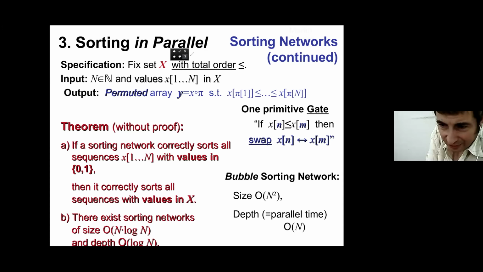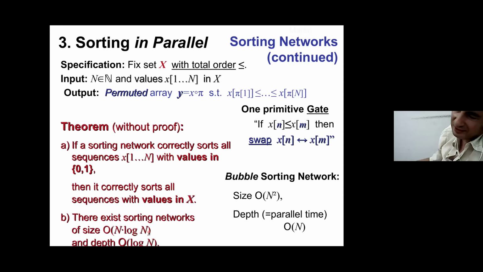And so this means you can simplify the problem of finding correct sorting networks when you restrict yourself to sequences of array elements which are 0 and 1. And the other piece of this theorem, which is more interesting, is that there exist sorting networks of size O(n log n).